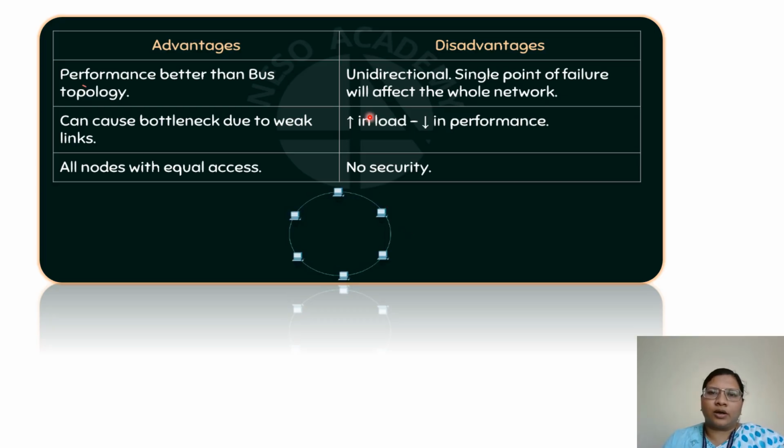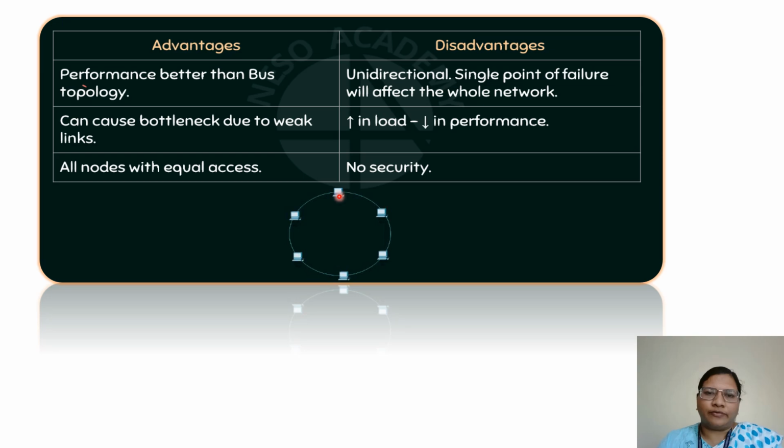And if the load is high, the performance will be low. We already know that ring topology works by tokens. So whoever has the token will send the data. When we keep giving more load continuously, the performance will be slow.